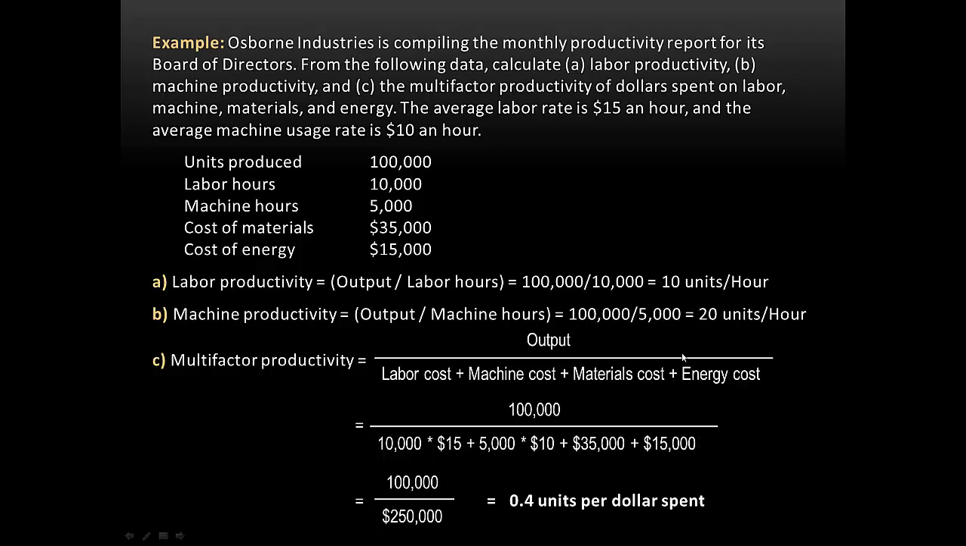Now, if I did my math right, it should be 100,000 on the top and 250,000 at the bottom. As you carry out the division, you get 0.4. So that would be 0.4 units per dollar spent, which is the third question, the multi-factor productivity of dollars spent on labor, machine, materials, and energy. So here you have single factor productivity, like labor productivity and machine productivity, and a multi-factor productivity or total productivity in this case is this.